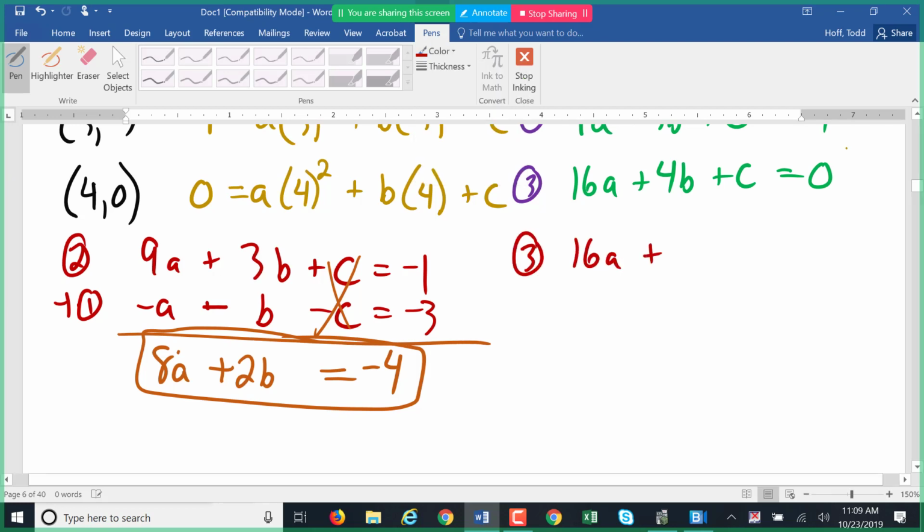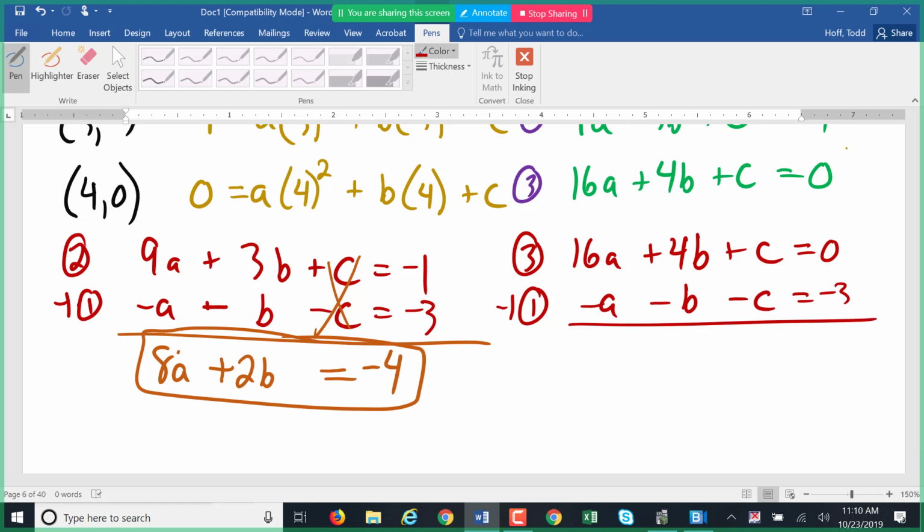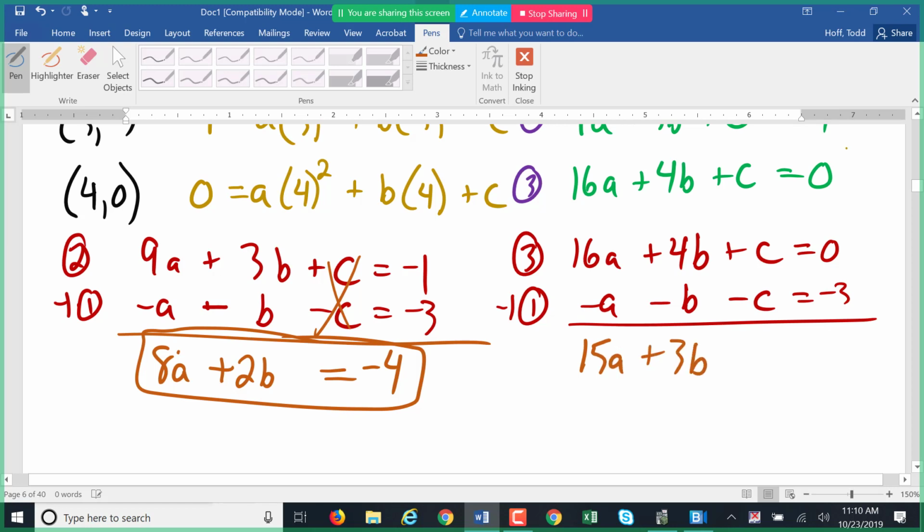So 16a plus 4b plus c equals 0. I'm going to combine it with negative 1 times equation 1. So it'll be negative a, negative b, negative c equals negative 3. And when I add those together, 16a and negative a make 15a. 4b and negative b make 3b. c and negative c cancel out. 0 and negative 3 make negative 3.